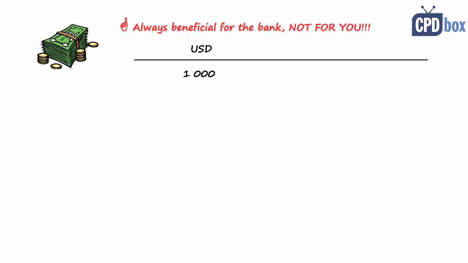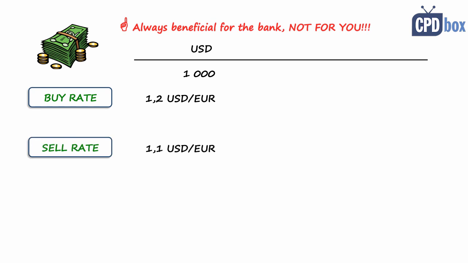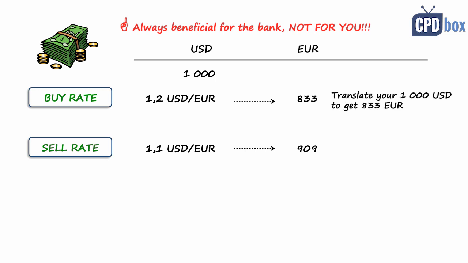So, if you have $1,000 US dollars and you need euros, the buy rate is 1.2 and the sell rate is 1.1 dollars per euro. Which rate is okay to apply? At the buy rate of 1.2, $1,000 is, let me calculate, 833 euros. And at the sell rate of 1.1, $1,000 is 909 euros. What amount would you get if you bring your 1,000 US dollars to the bank? The lower amount, of course. So you translate your asset of 1,000 US dollars with the buy rate of 1.2, and that would be 833 euros.